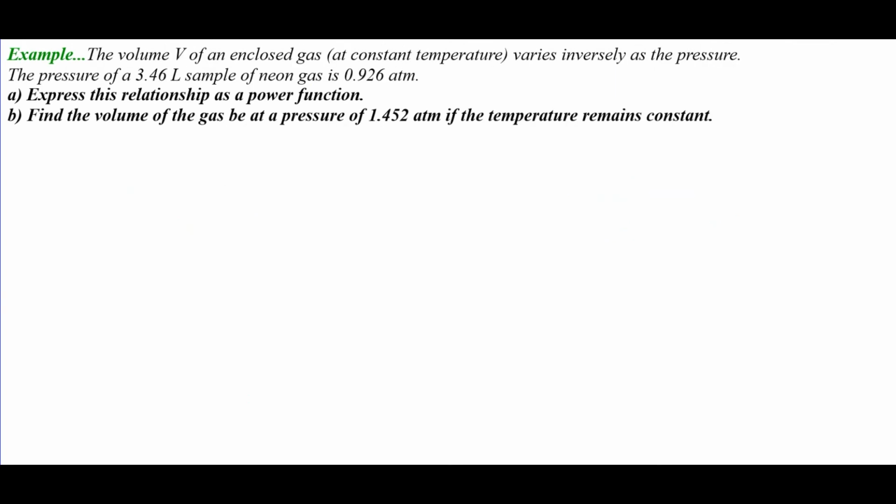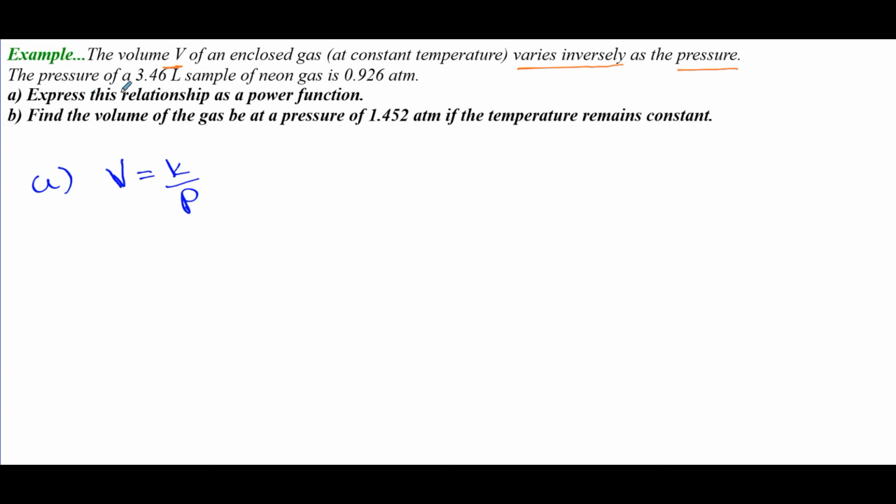So one more example here with the power functions. So the volume, so again, there's my variable. The volume of an enclosed gas at constant temperature varies inversely as the pressure. So if we use that information to write our relationship as a power function, volume varies inversely. So remember that's going to equal k divided by the pressure. So I'm just going to use P for pressure. There's no indication of a power there, so we're going to assume that it's just power 1.